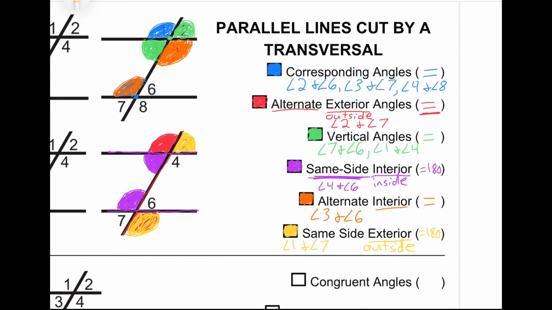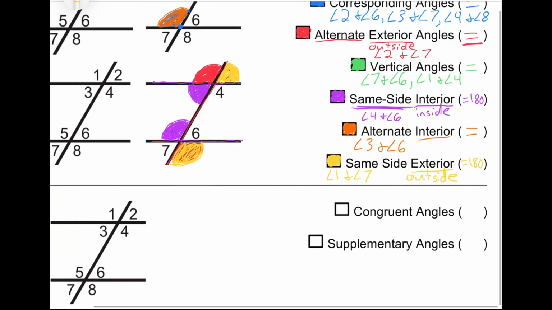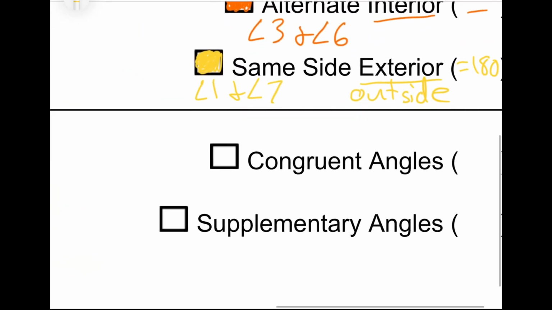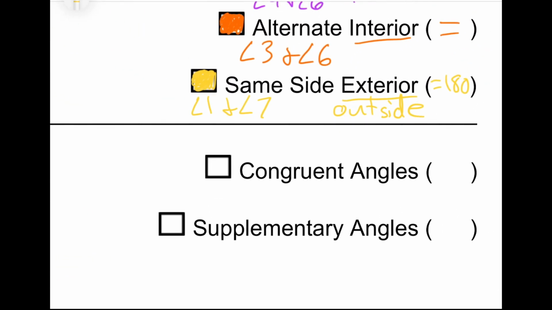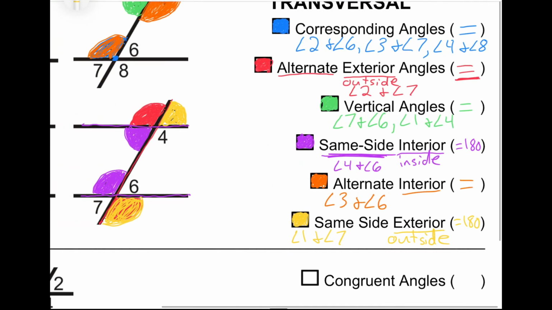So I know some of you got confused when we did this in class. Those are your 6 that you need to focus on. The other 2 that are on this sheet are just making sure and solidifying that you know what congruent and supplementary angles are. So an example of congruent angles is any of the words that we put equal to in the parentheses: corresponding angles, alternate exterior angles, vertical angles, or alternate interior angles.